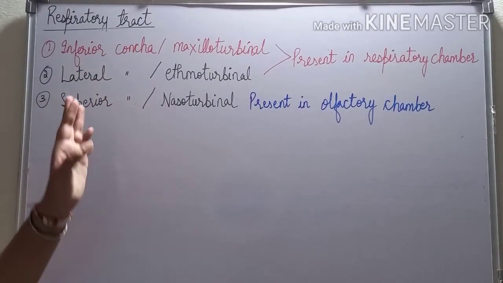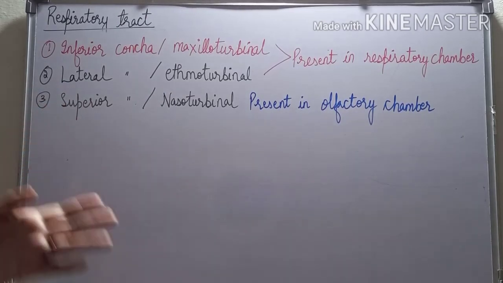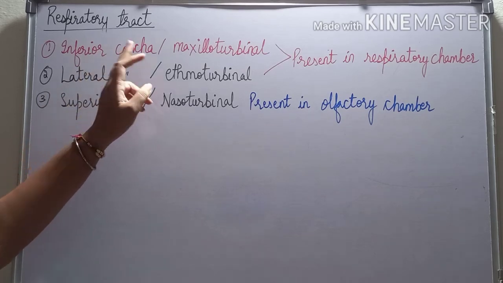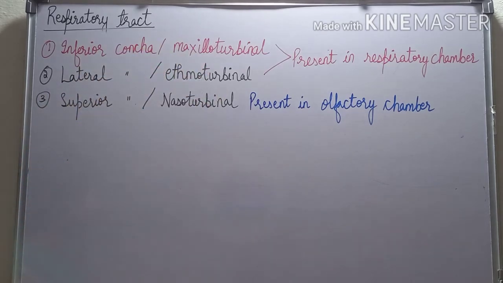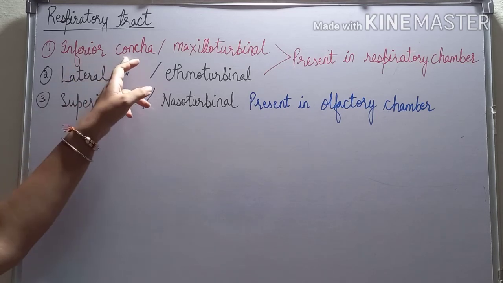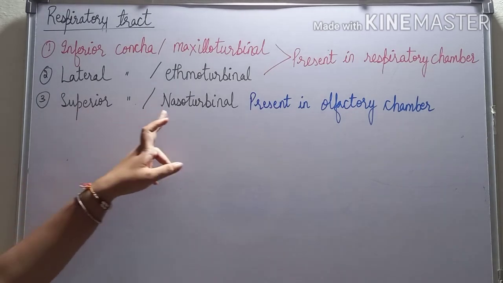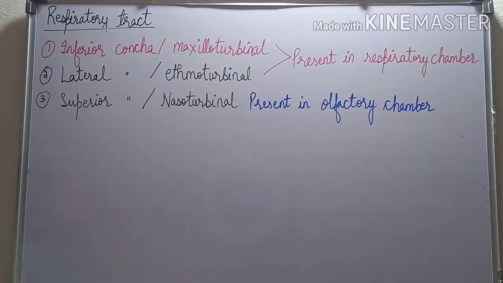These are the three concha or folds which are present in the nasal chamber. The inferior concha is also known as maxilloturbinal, because I already told you that concha is also known as turbinals. The straw-like folds which are present in the nasal chamber are known as concha or turbinals. So the inferior concha is also known as maxilloturbinal, the lateral concha is also known as ethmoturbinal, and the superior concha is also known as nasoturbinal.